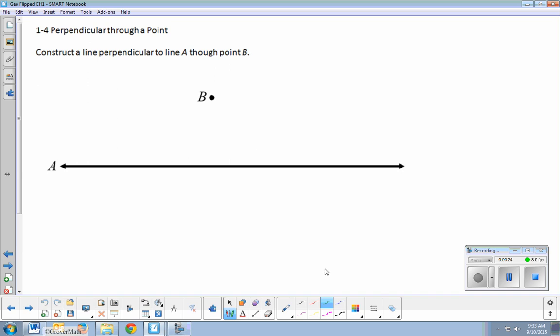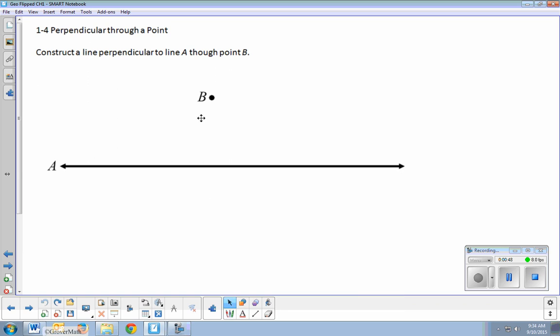So our goal here, and don't draw the line I'm about to draw, is to draw a line through point B that's perpendicular to line A. Now, we are not bisecting line A. It does kind of look like it's the middle, but this is not a line segment, it's a line. So this goes on forever, so it's actually impossible to bisect something that goes on forever. But anyways, so perpendicular through this specific point.